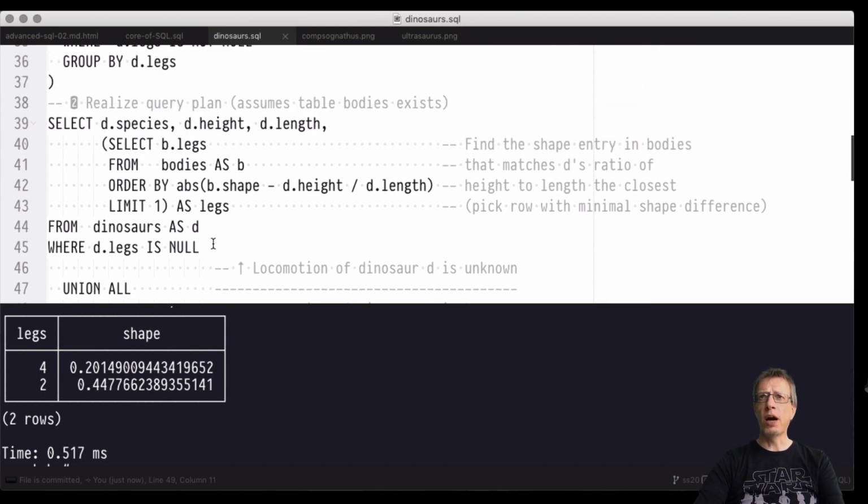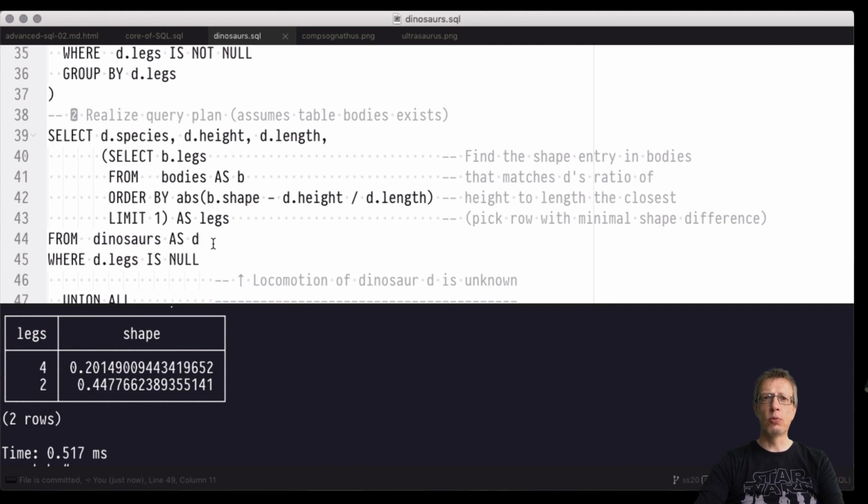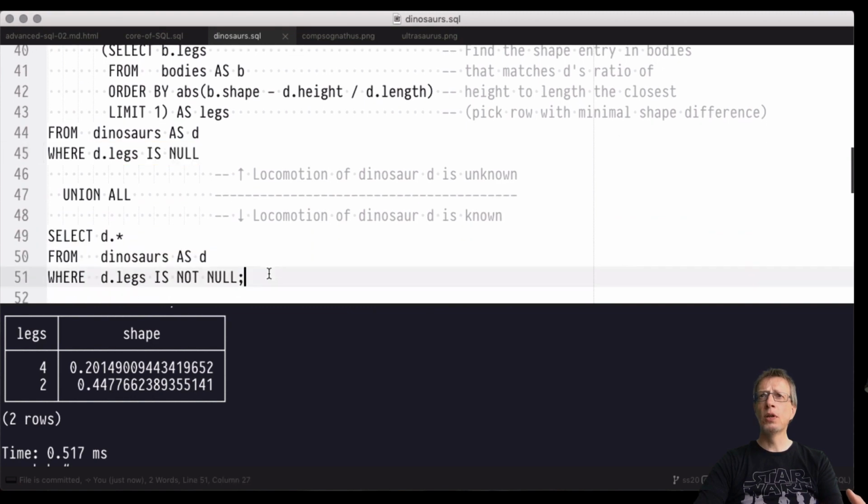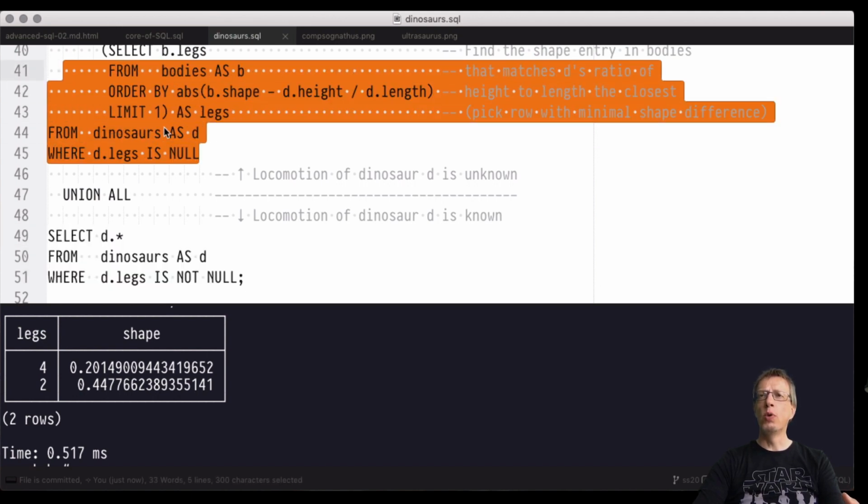Of course, the other part of the case distinction is more interesting. We are iterating over all the dinosaurs D, and we will find a dinosaur for which the locomotion information is incomplete. And as you can see, these predicates make sure that the right-hand side of the union and the left-hand side of the union will contribute disjoint data to the overall result. No dinosaur will be represented twice in this result. Okay.